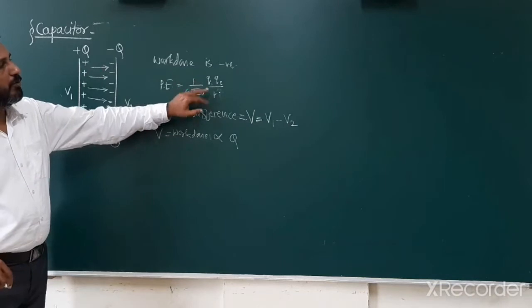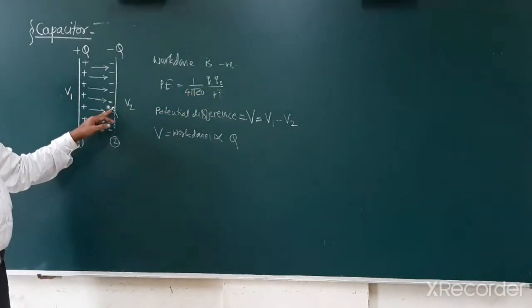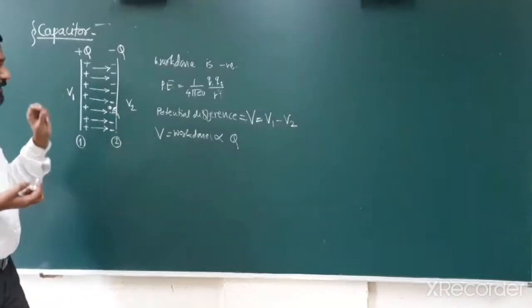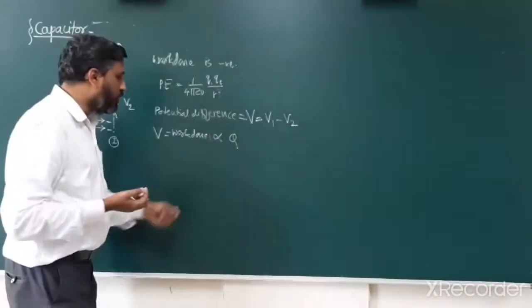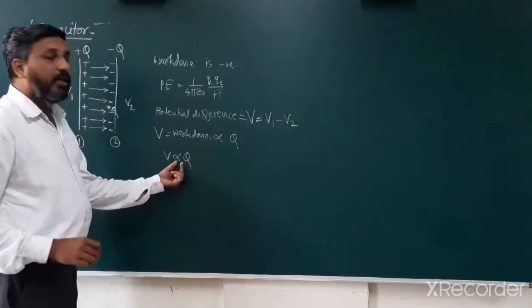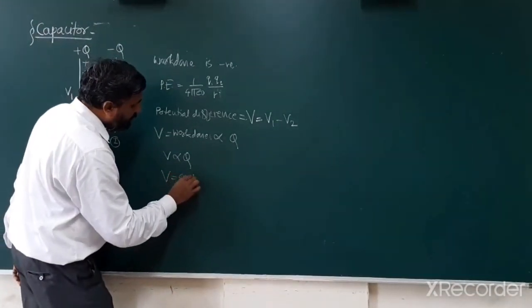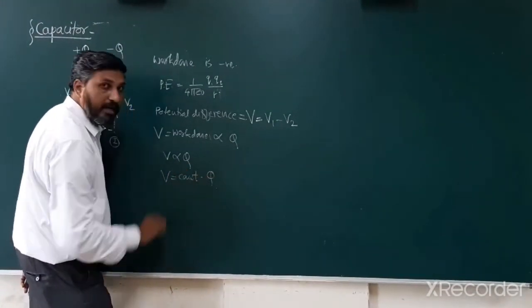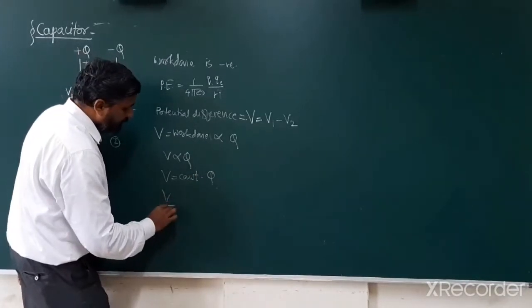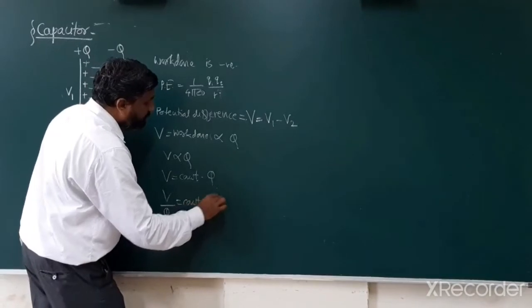So 1 upon 4 pi epsilon 0 r, this charge is the same. It only depends on how much quantity of charge it displaces in the electric field. So V will be proportional to Q. Now remove this proportionality sign and add a constant. Therefore I am adding a constant divided by Q, so the term becomes V upon Q equals a constant.